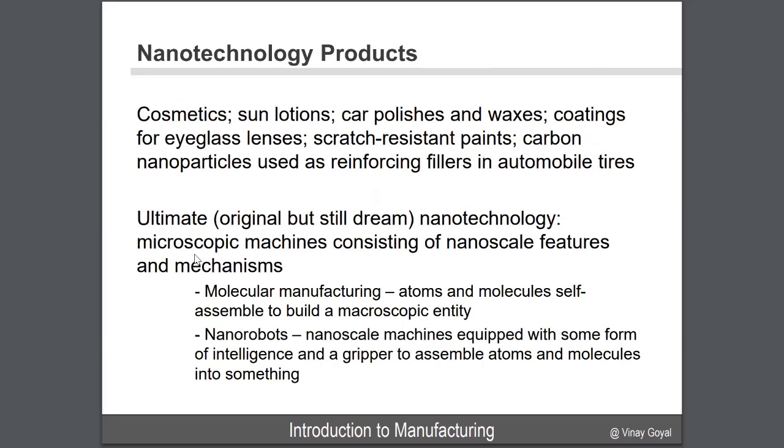So where do you see nanotechnology products in real life? Cosmetics, sun lotions. I don't know if you worked on waxing your car, but that's using nanotechnology there. Coatings, like my glasses here has a coating. That's using nanotechnology to achieve that thin film that I want. Scratch resistant paints. So yeah, those are some of the applications.